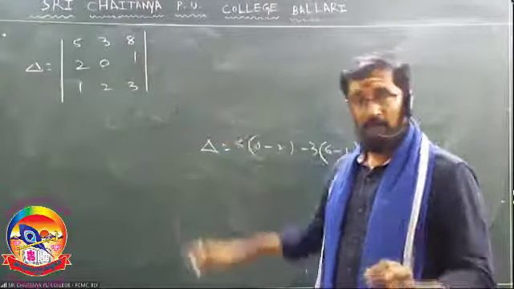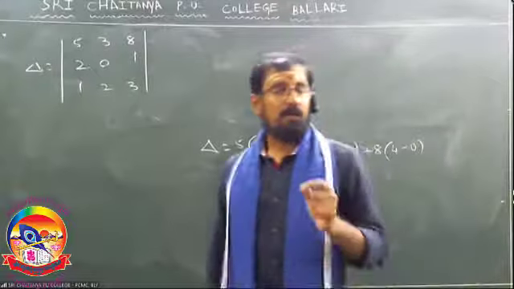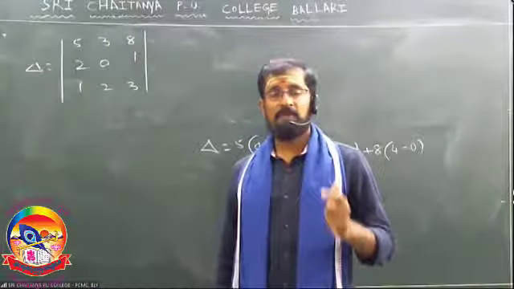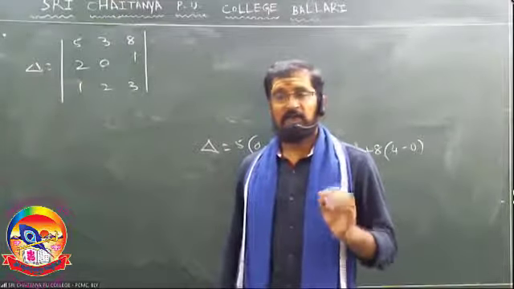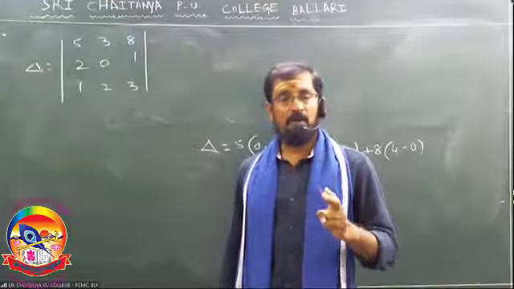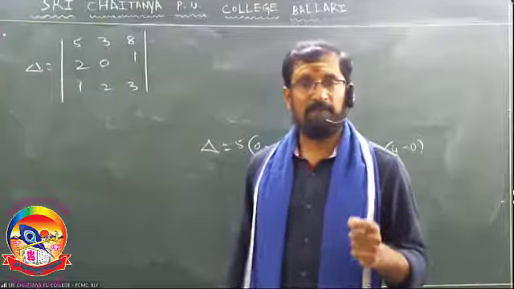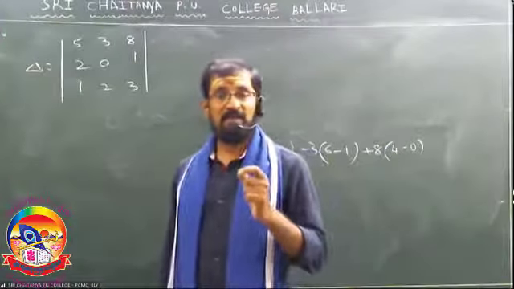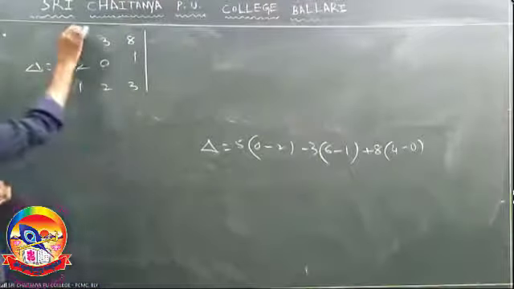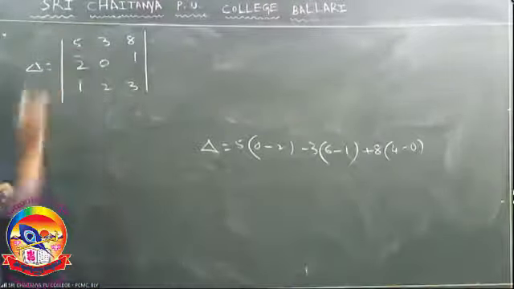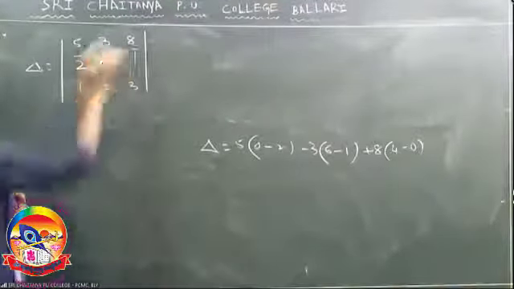Now observe the question: using cofactors of second row elements, we evaluate the determinant delta equal to this one. First of all, if you want to use the second row to expand the determinant, see the signs, which are very important. For the first row it is positive, here it should be negative. Negative, positive, negative.